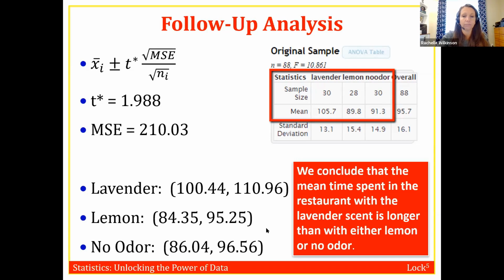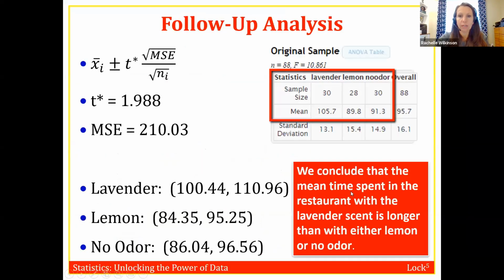and no odor. So be careful how you word things in your conclusion, because if your conclusion sounds to me like you're saying lemon and no odor are different from each other, then I'm going to mark it wrong. So again, in this one, we're just saying lavender is different. It's more than the other two. Lemon and no odor show no significant difference from each other.